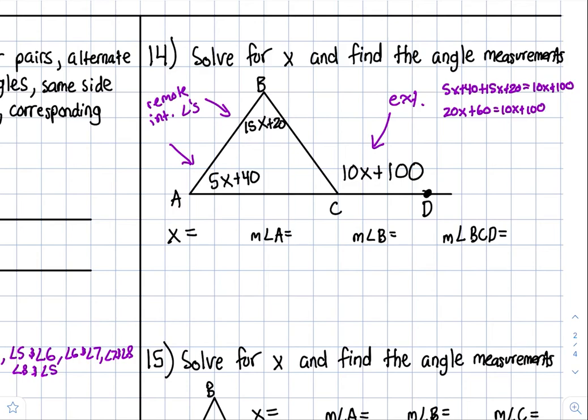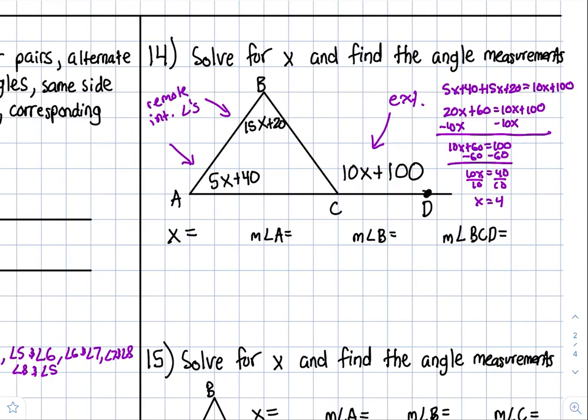Now I'm going to move my variables to the left-hand side. So I'm going to subtract both sides by 10x. Subtract both sides by 60. And then divide both sides by 10. So x is equal to 4.